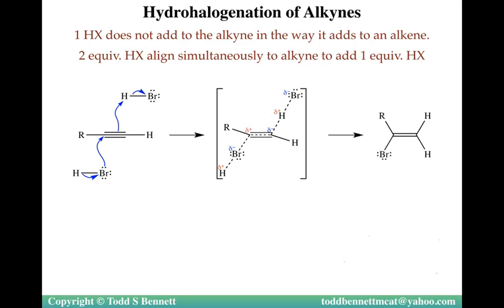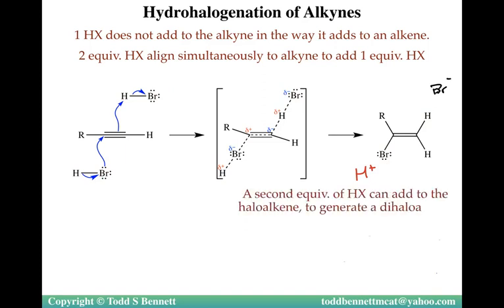In the end, when everything's said and done, we will have an H plus down here. And we will have a Br minus up here. And so one of the HBrs adds across the triple bond, leaving a double bond, and the other one is set to the side. So a second equivalent can go on.